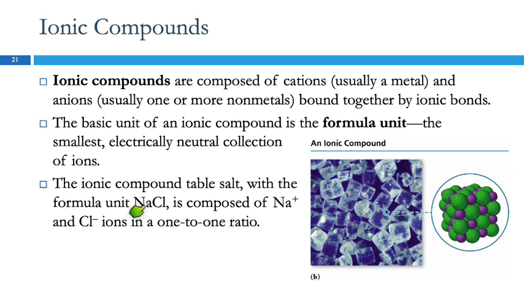So sodium chloride, we have sodium ions and chloride ions. There's one sodium ion for every chloride ion. So we're going to refer to that as NaCl. There's not a molecule that's one sodium and one chlorine. Sodium chloride is an ionic compound, and it makes these big structures.